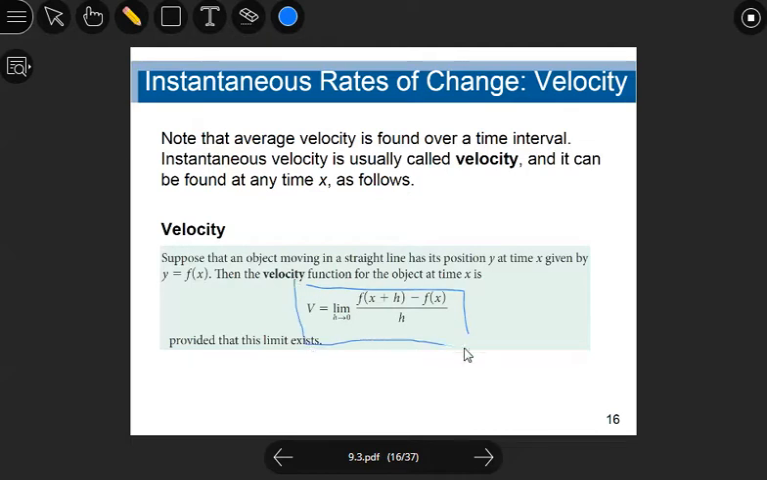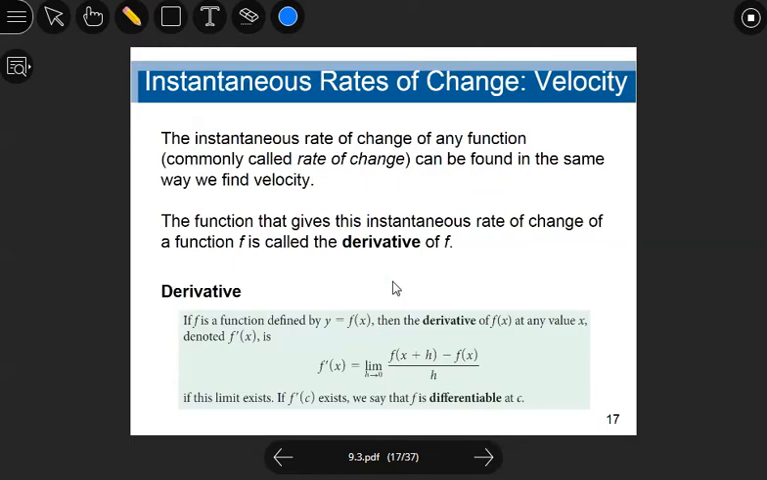So first, this section is the average rate of change. Find the average rate of change between these two intervals. Then take the limit as h goes to 0. This is the instantaneous rate of change. So we call this the instantaneous velocity. Here h is time and this f is the distance. For the general idea of the instantaneous rate of change, we call it the derivative. So now you can find the derivative of a given function.